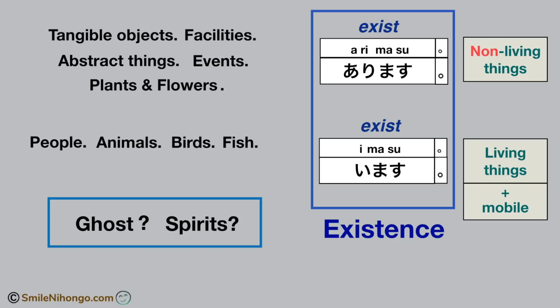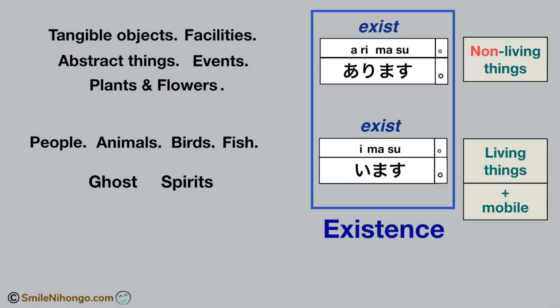How about ghosts or spirits? Any guess which one Japanese people use when they say, "Oh, there's a ghost over there"? あります or います? We use います. The Japanese culture treats ghosts and spirits as living things without a physical body that move around with its own will.